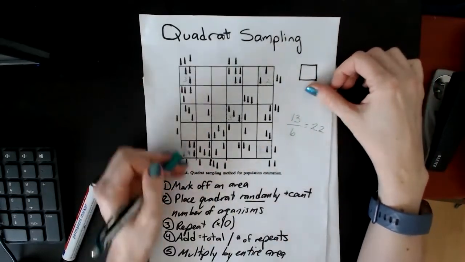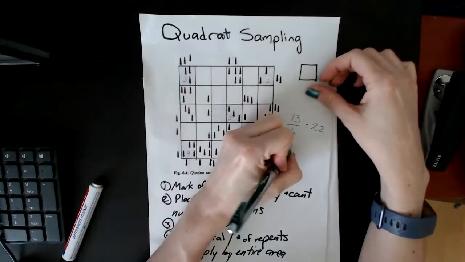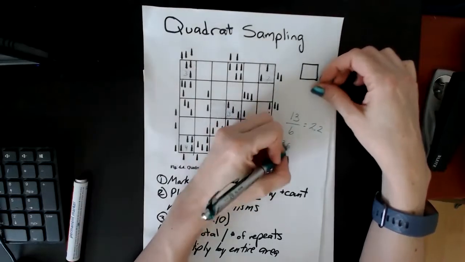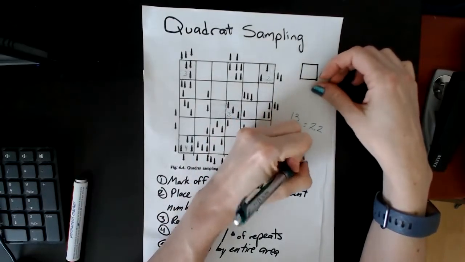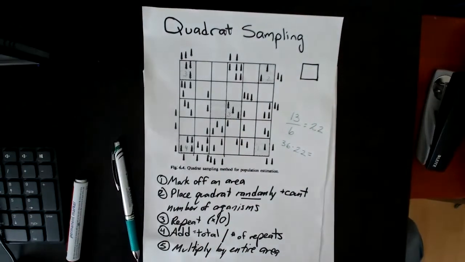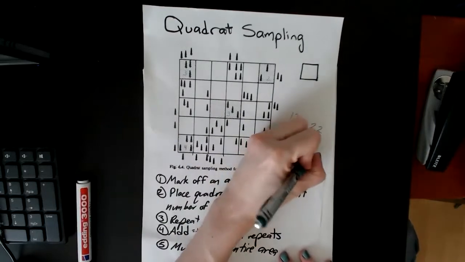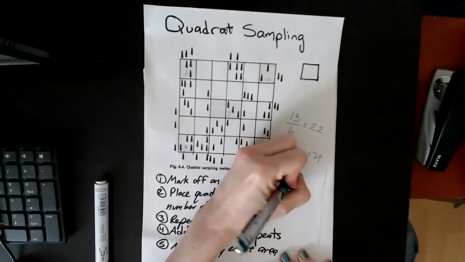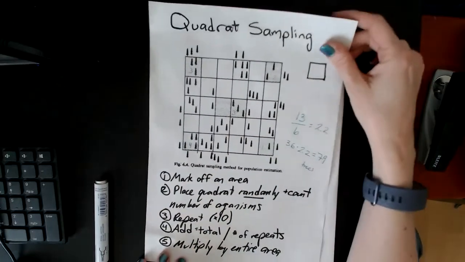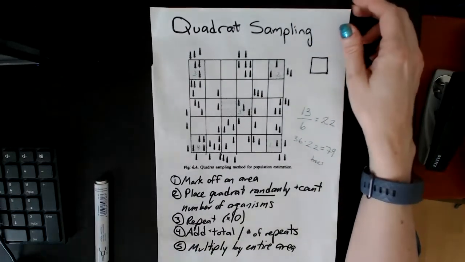Now, I said this was a 6 by 6 grid, so there are 36 total squares within this grid. So I take my 36 and I multiply by 2.2. That's what I mean by multiply by the entire area, and I get 79.2. So there are about 79 trees in this entire area. All right, so that's quadrat sampling if you want to estimate a population size.